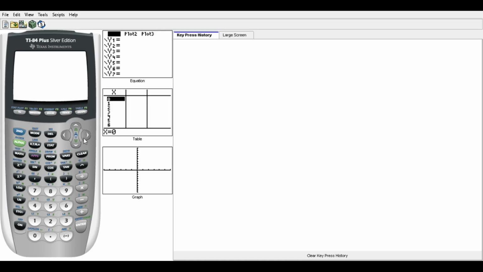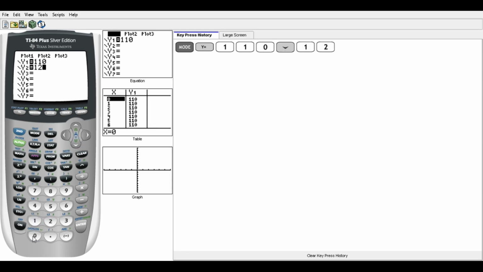The first thing we need to do is make sure our calculator is in radian mode. So the question is not in degrees, so by default it's in radians. Now I'm going to put the left side of the equation into y1, so 110, and then in y2, I'll put 120 sine 120 pi t, or x in this case.